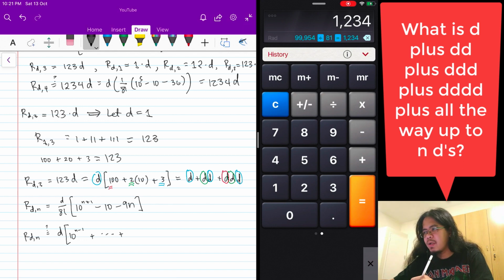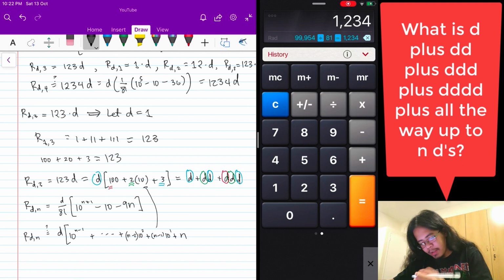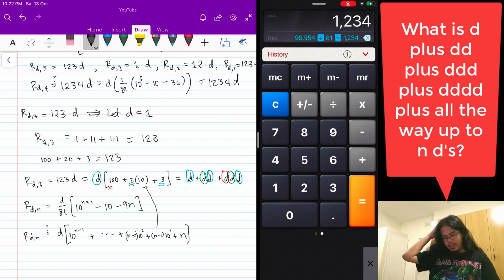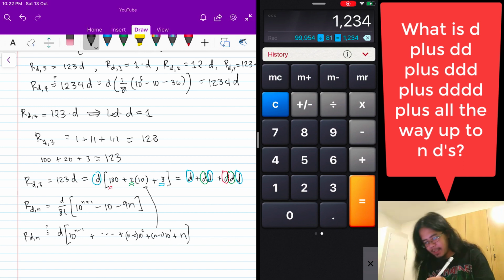Is it n minus 1 n up to n? Our last term is n because n is equal to 3. The next one right here is n minus 1 10 to the 1. Okay, this corresponds to this term. And then if we continue the pattern, we have 10 squared n minus 2. Is that right? Yeah, I think that's the general pattern.